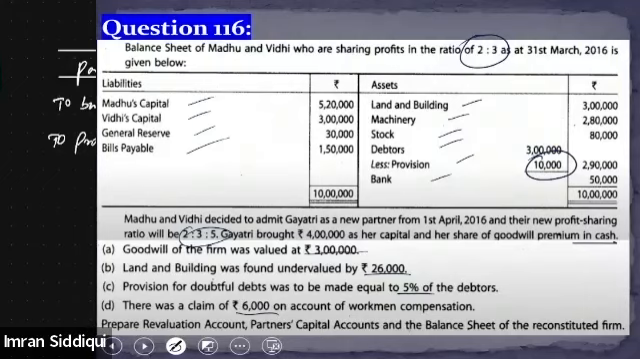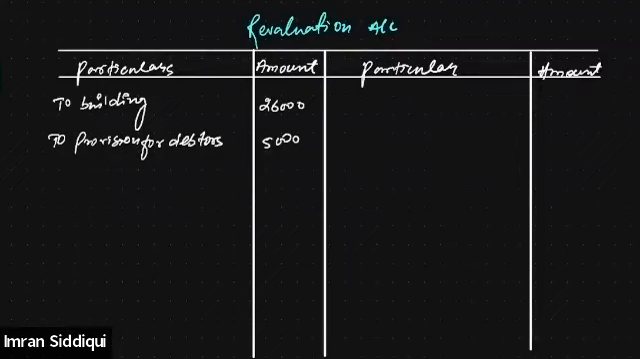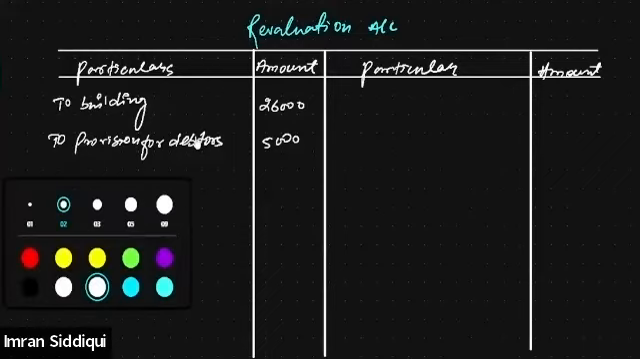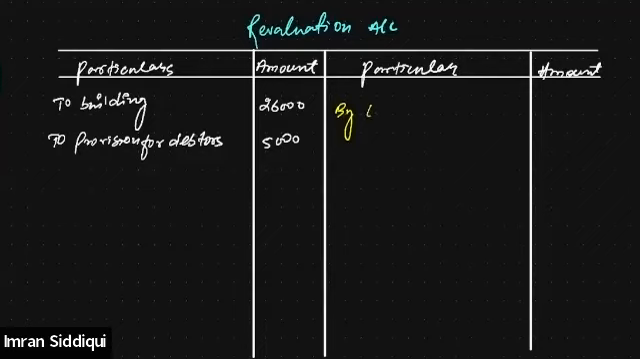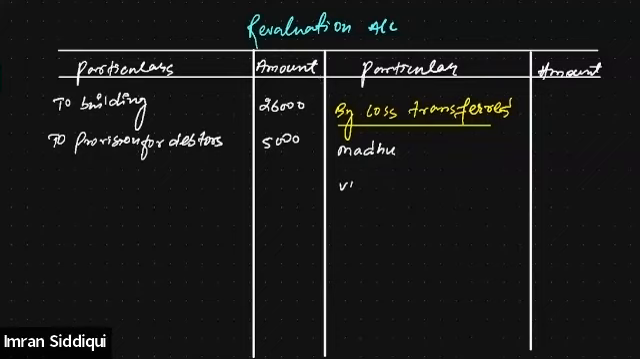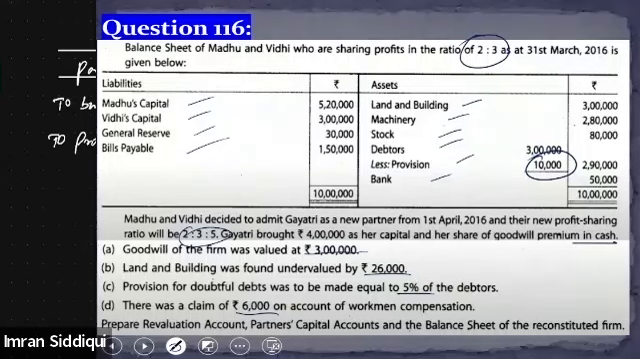So this basically means we have a loss, right? 26,000 plus 5,000, we have a loss. We will record this on the credit side of the revaluation account: by loss transferred to Madhu and Vidhi. And this will be distributed among the partners in the old PSR. Their old profit sharing ratio was 2 is to 3.